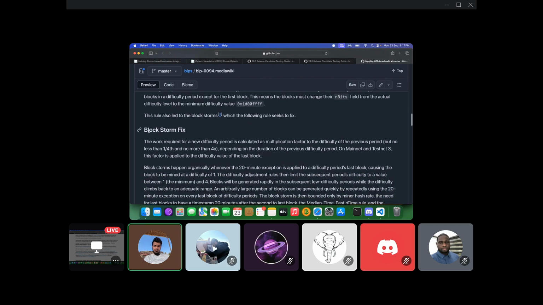The second notable upgrade is the block storm fix. What's a block storm? As the name suggests, storms of blocks. So on testnet, this is quite a common phenomenon, that blocks are mined in quick succession, one after the other, and this phenomenon is known as a block storm.